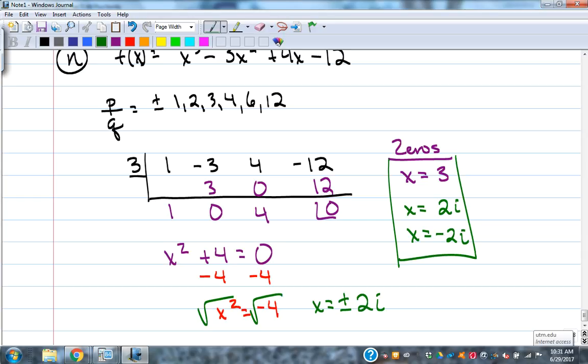It may not have shown up on the graph as having 3 zeros because it only crossed the x-axis once. That's the thing with complex solutions. They're not going to show up in the graph. So you've got to use the real ones that you have and then break it down into a quadratic so that you can get your imaginaries or your complex solutions out of that. So keep that in mind that you could have imaginary or complex solutions as well.